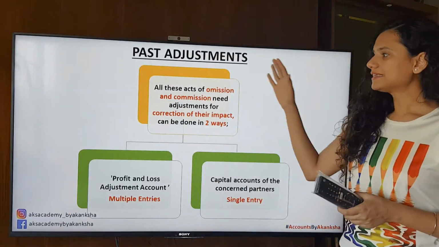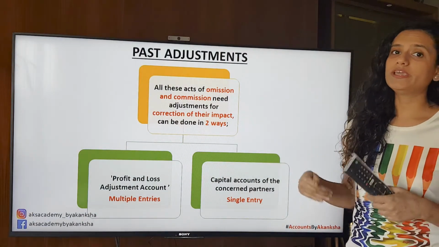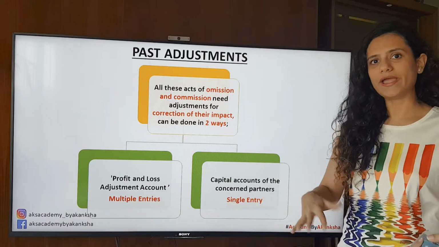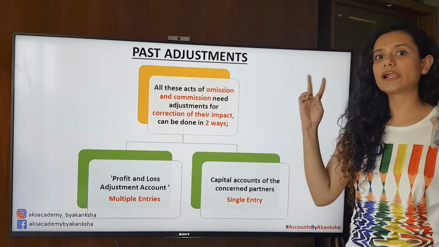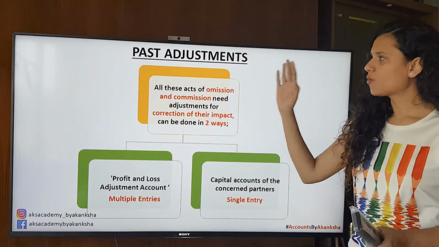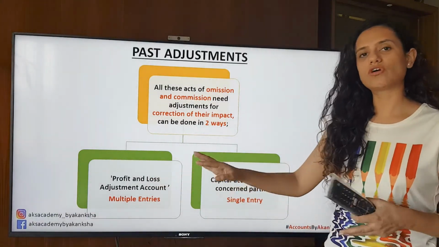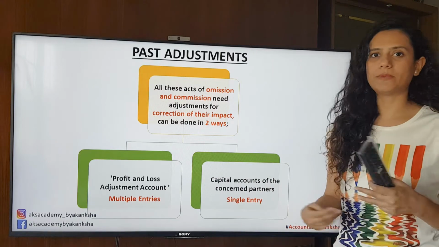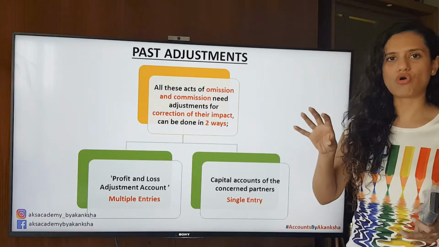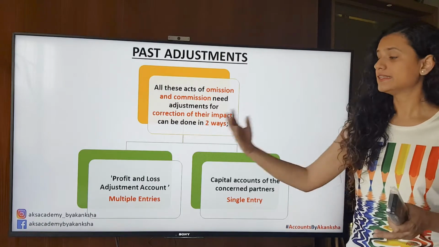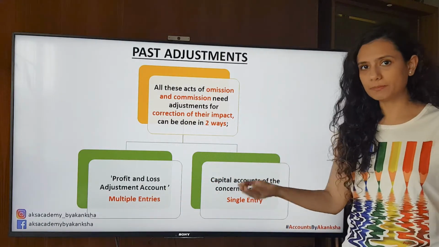Now, past adjustments, the errors and omissions, need to be corrected when they are identified. And there are two ways to correct this. What are the two ways to correct it? Number one, either through a profit and loss adjustment account and by passing multiple entries. That means जो wrong हुआ है उसको हम correct करते जाएं और उसकी एक entry pass कर दें. That is going to lead us to multiple entries.